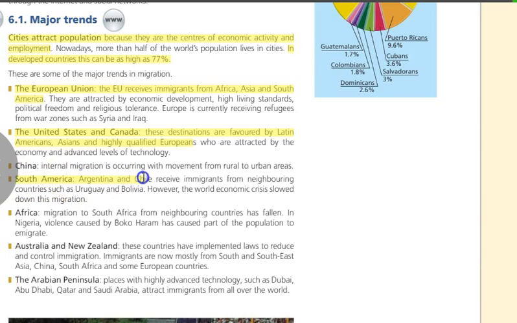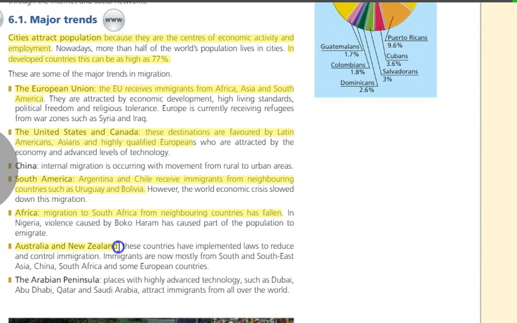South America. Argentina and Chile receive immigrants from neighboring countries such as Uruguay and Bolivia. However, the world economic crisis slowed down this migration. Africa. Migration to South Africa from neighboring countries has fallen. In Nigeria, violence caused by Boko Haram has caused part of the population to emigrate.